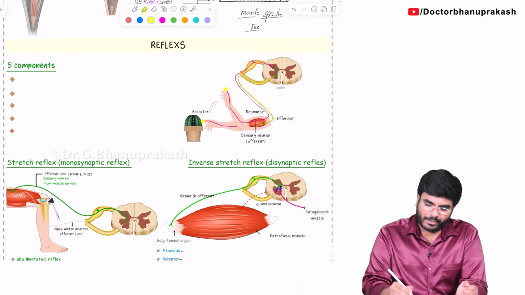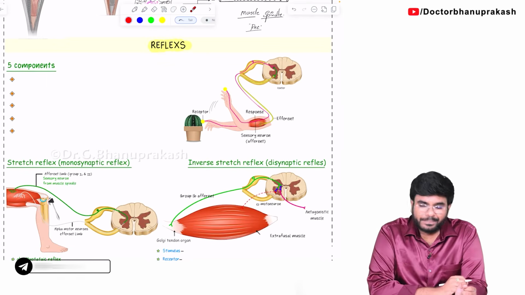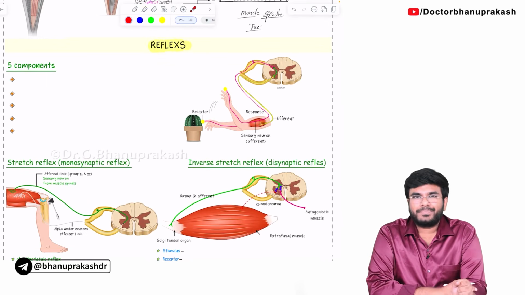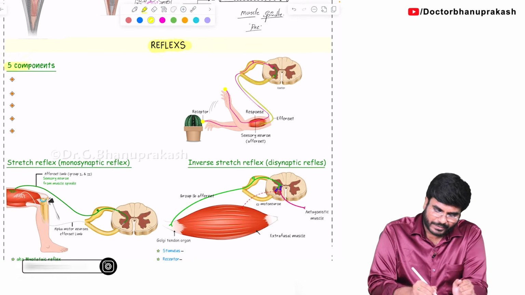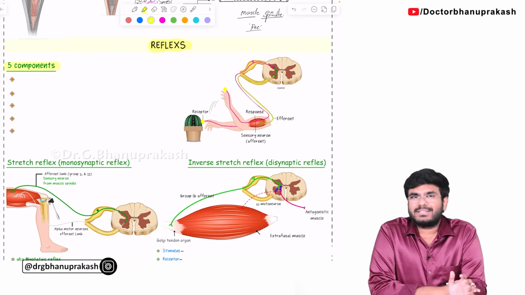Welcome back guys. Now let's discuss the topic of reflexes. See, in any reflex arc, there are 5 components present. What are the 5 components of the reflex arc?